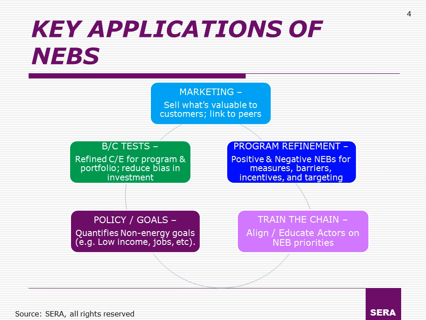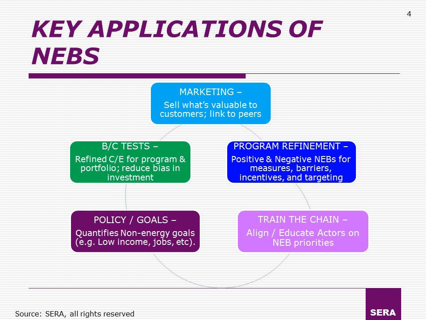One of the things that we look at is, we see 5 major applications of NEBs. That includes marketing, trying to figure out what it is that will appeal to the customers we're trying to sell programs and measures to. Program refinement: what are the positive and negative NEBs, being barriers that we need to consider as we're designing our programs and figuring out how to make them most impactful and most attractive and how to provide incentives to really bring people in. Training the chain says that all the actors that are delivering our program need to understand the NEBs that customers realize and make sure that they're aligned in the NEB priorities and make that message clear.